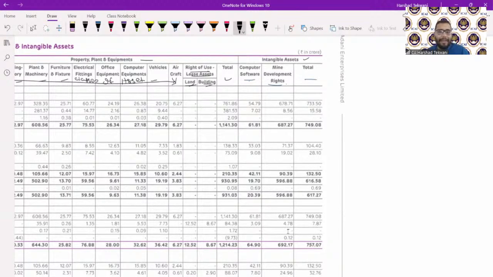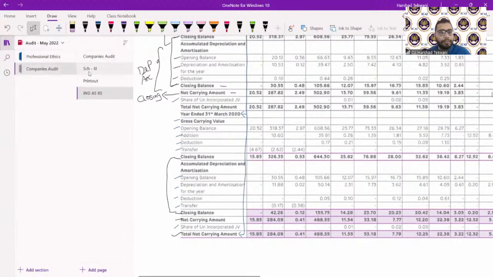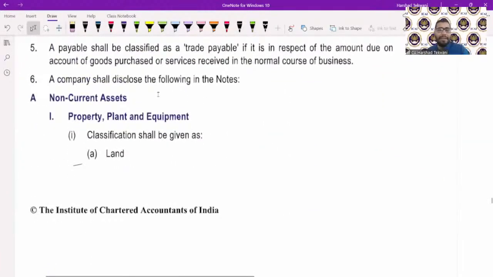But same way, if I say intangibles, computer software, mine development rights, and their reconciliation: opening, closing, during the year additions, during the year deductions or revaluations, if any, and the final closing balance as on the period with a net total carrying value. Remember we discussed last time in the lecture how we calculate the total net carrying value. So this is how property, plant and equipment are disclosed in financial statements.